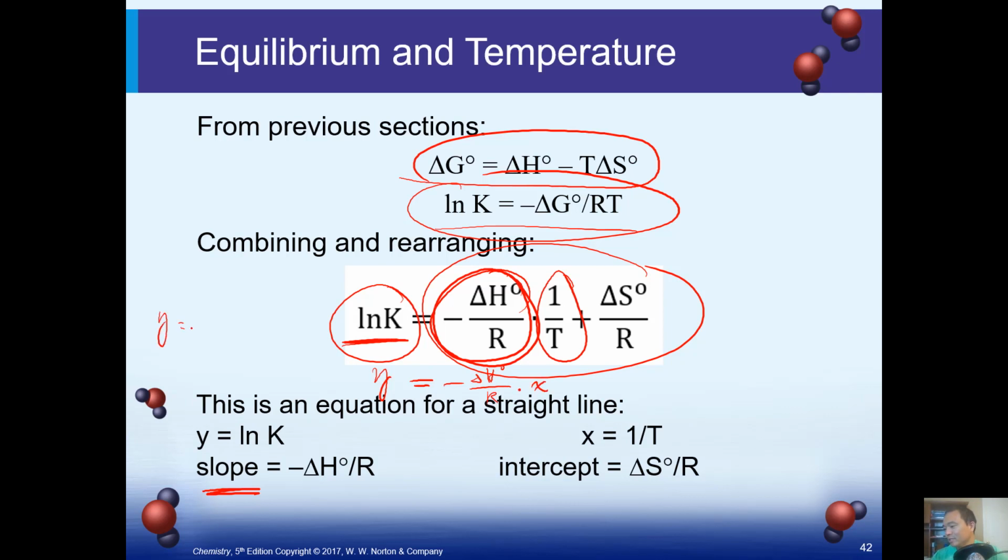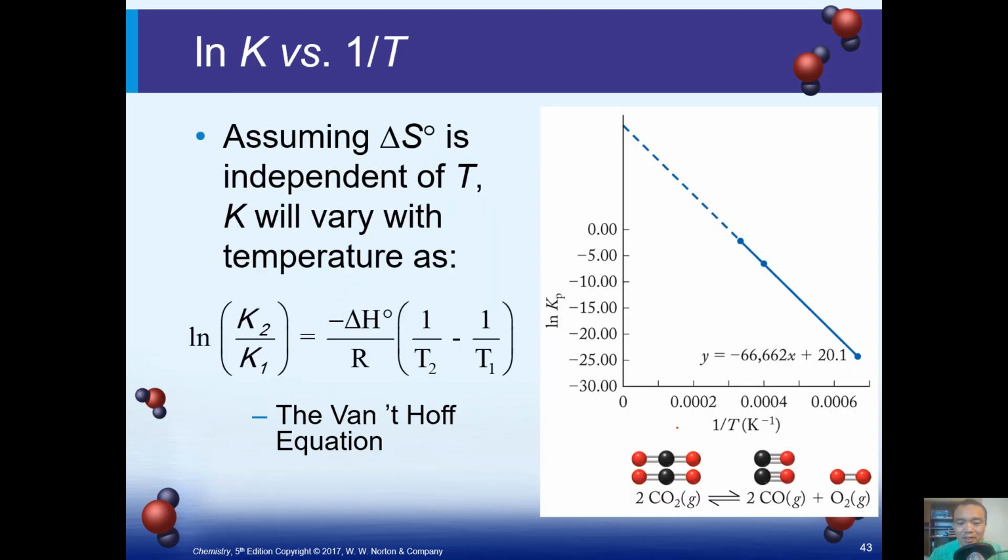So this Y is natural log of K, and X is inverse of T. So basically, you plot natural log of equilibrium constant against the inverse of T. You will have a slope that is negative delta H over R, and intercept is delta S over R. This concept is illustrated in this figure for the reaction of carbon dioxide to form carbon monoxide and oxygen. So this is the actual reaction.